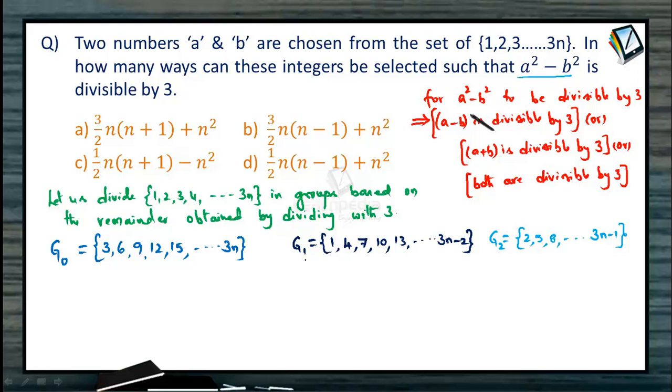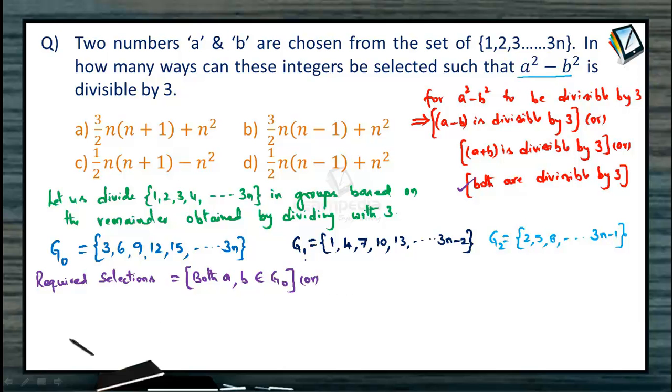Now what do we need? We need a selection of two numbers whose difference is divisible by 3, or whose sum is divisible by 3, or both. One possibility is both A and B selected from G0. Then both the sum and the difference are divisible by 3, because the numbers are already divisible by 3.